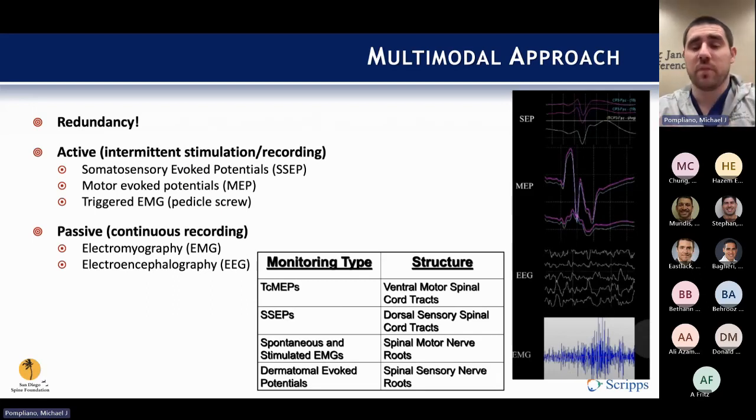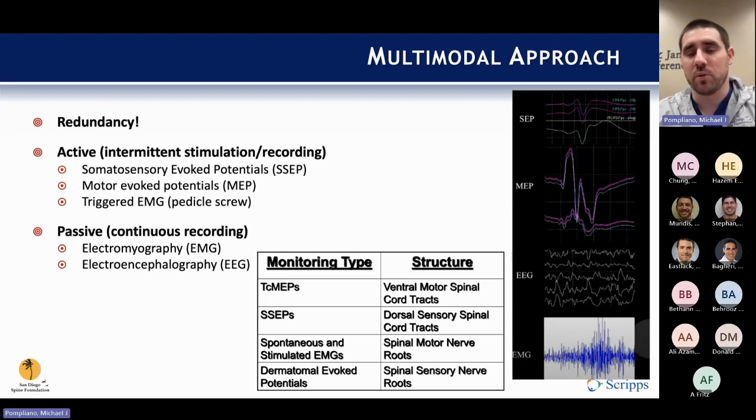So the whole structure of neuromonitoring is using different modalities, measuring different things via different logistics, but it's a multimodal approach. So there's redundancy built into the system. Your options are essentially active monitoring, which is intermittent stimulation or recording, and that's things like somatosensory evoked potentials, motor evoked potentials, and triggered EMG. And then there are more passive modalities that provide a continuous recording that you don't necessarily have to do any active input for, and that's things like electromyography and electroencephalography, so EMG and EEG. And then each monitoring type, like I mentioned, corresponds to a different structure that can be monitored. We'll go over those one by one as well.